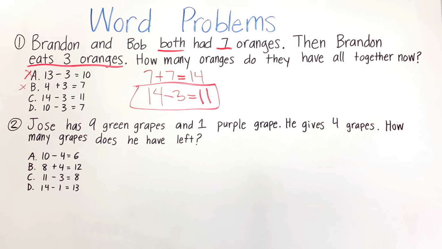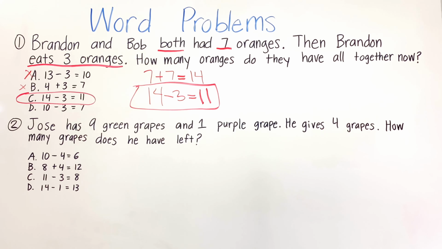okay? So now let's go on to number 2. Number 2 says, Jose has 9 green grapes and 1 purple grape. He gives 4 grapes. How many grapes does he have left? Okay. Once again, you always want to read the question 1, 2, or even 3 times, or as many times as you need to read it. Okay. So we're going to read it for the second time. Jose has 9, so we're going to circle or underline the number, which is 9, and 1 purple grape.